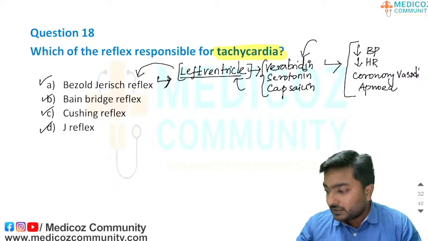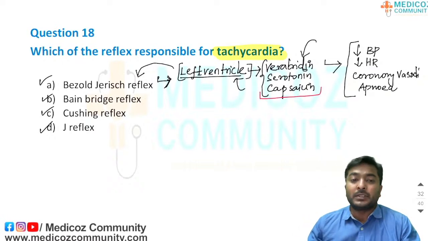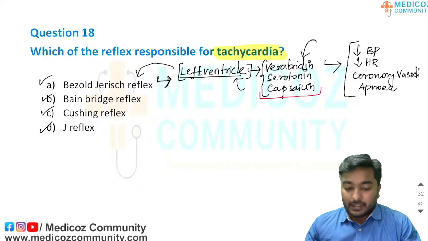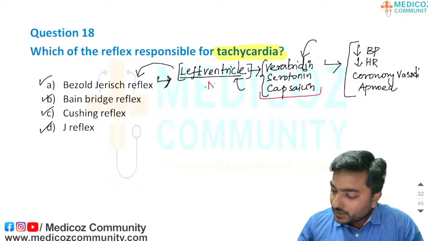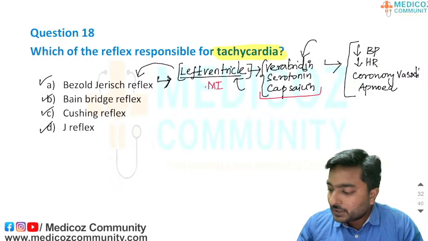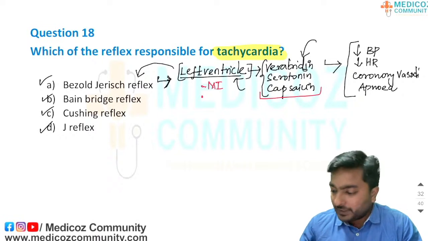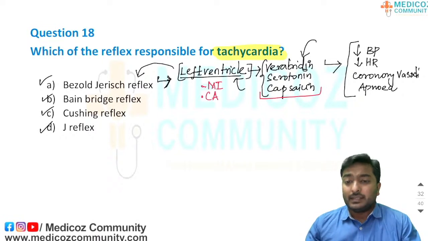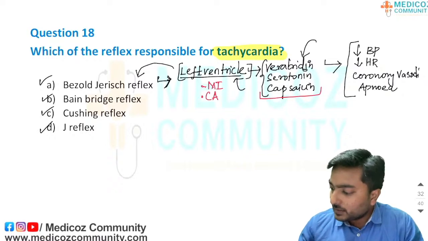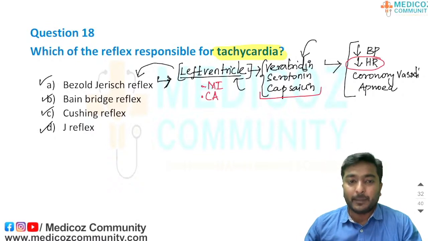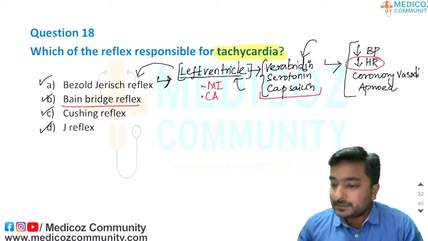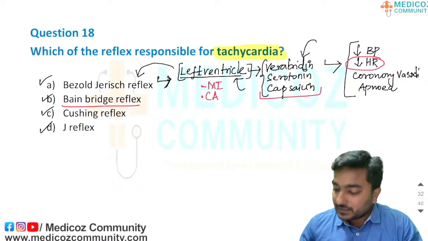Now tell me a situation where these chemicals are released and can stimulate this Bezold-Jarisch reflex. In conditions like myocardial infarction and reperfusion injuries, or whenever you are doing procedures like coronary angiography, these chemicals can stimulate this reflex. So here bradycardia is there. Okay. So what is the Bainbridge reflex? This is the answer for this question.